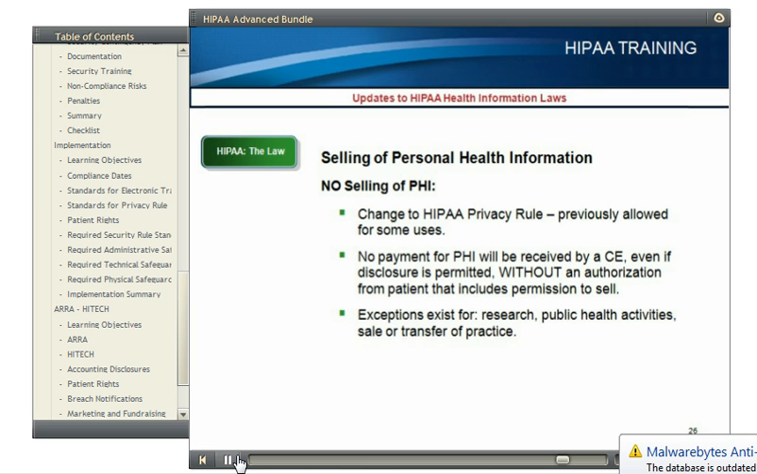Selling of personal health information. No selling of PHI. This is a change to the HIPAA privacy rule, which previously allowed for some uses. No payment for PHI will be received by a CE, even if disclosure is permitted, without an authorization from the patient that includes permission to sell. Exceptions exist for research, public health activities, and sale or transfer of a practice.